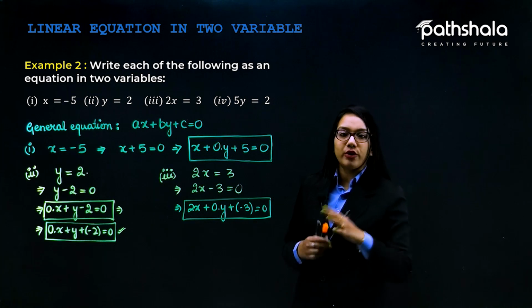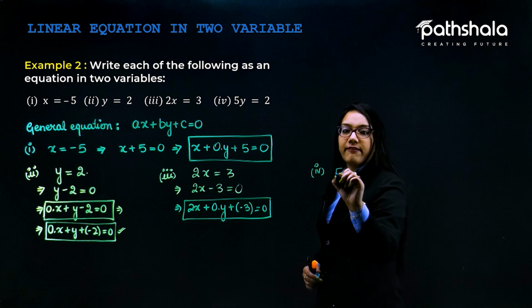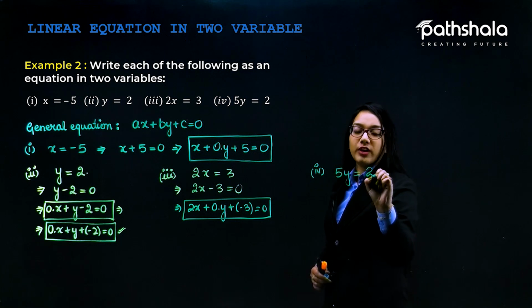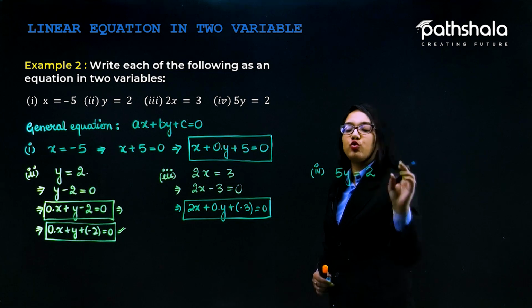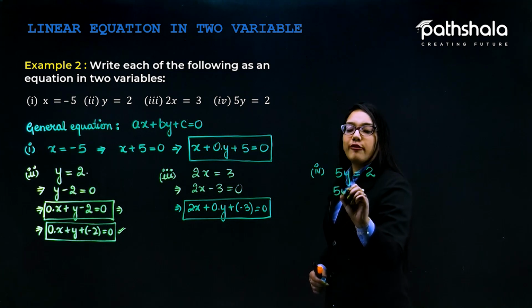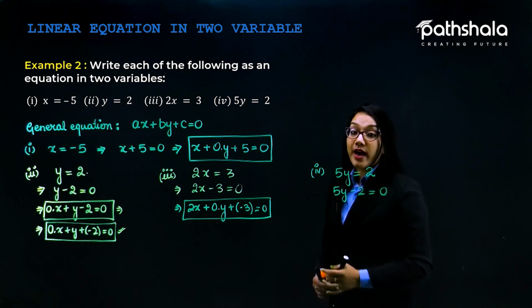Now let's move on to the fourth part. In the fourth part, we have 5y is equal to 2. First of all, let's transpose 2 to the other side. So it is 5y minus 2 is equal to 0. As we can see, we do not have the x variable in it.